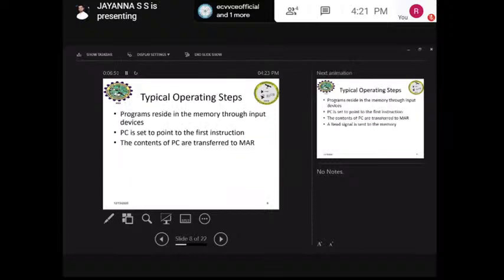But what are the steps involved when the processor executes the program? When the processor wants to execute the program which is stored in the memory, the first step is that the program counter should be set to point to the first instruction. As you know, the PC always stores the address. Therefore, the PC should be set to point to the first instruction where you want to execute your program. Then the content of the PC is transferred to the MAR, the memory address register, which obviously contains the address of the memory.